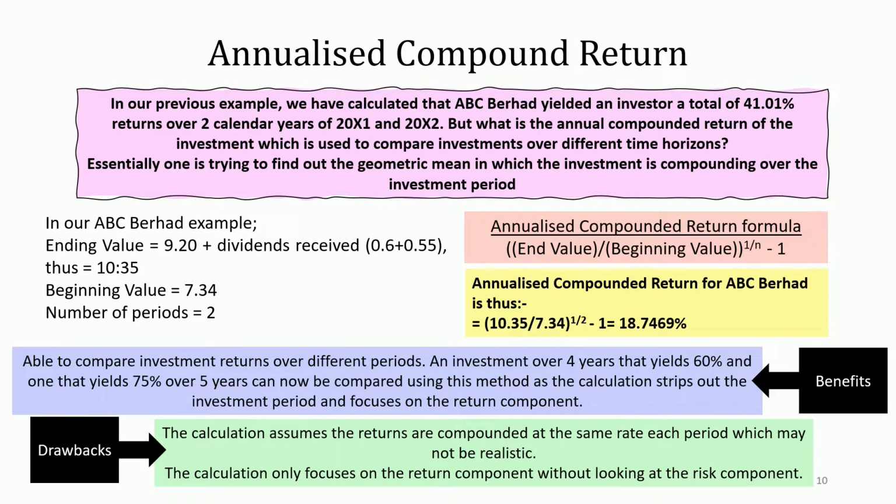Annualized compound return. In our previous example, we have calculated that ABC Berhad yielded an investor a total of 41.01% returns over 2 calendar years of 20/1 and 20/2. But what is the annual compounded return of the investment, which is used to compare investments over different time horizons? Essentially, one is trying to find out the geometric mean in which the investment is compounding over the investment period.